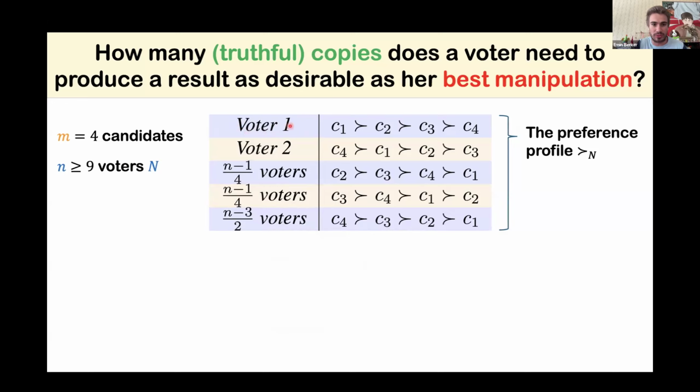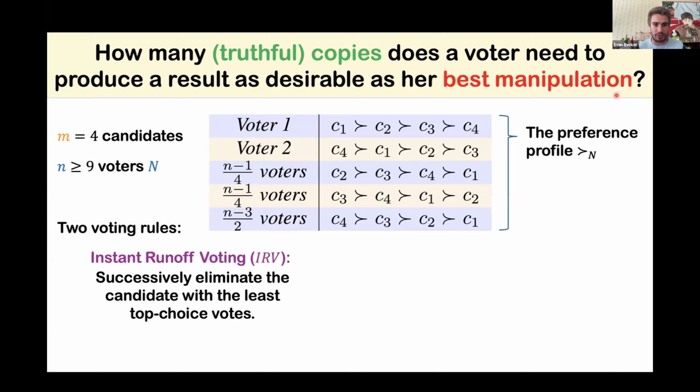So in this case, voter 1 likes candidate 1 over candidate 2 over candidate 3 over candidate 4. Voter 2's favorite candidate is C4. And these 3 groups of voters are grouped together because they share the same preferences. Okay, really good. So now let's introduce 2 voting rules. Again, with this crowd, I'm sure there will be people familiar with them.